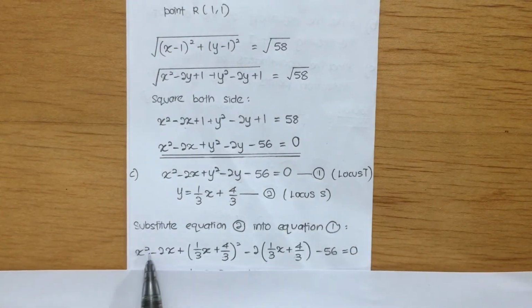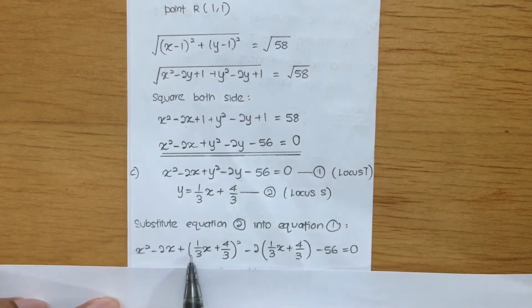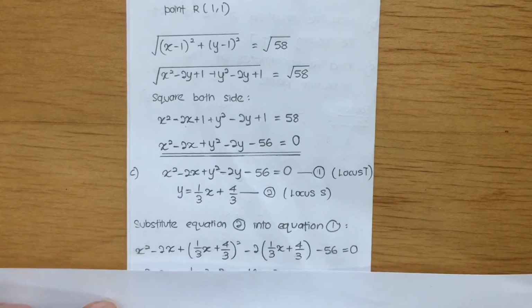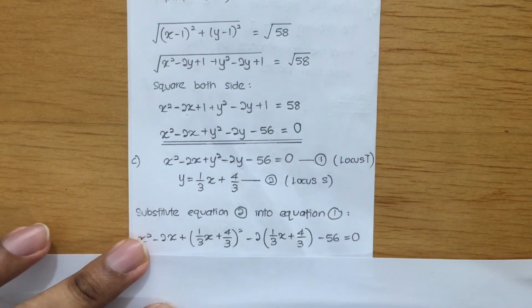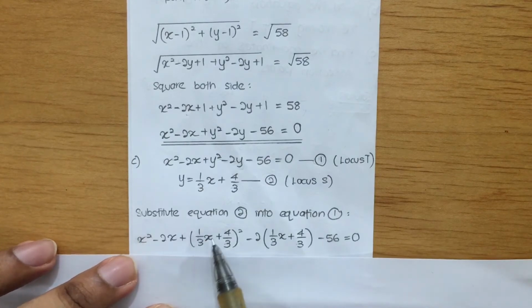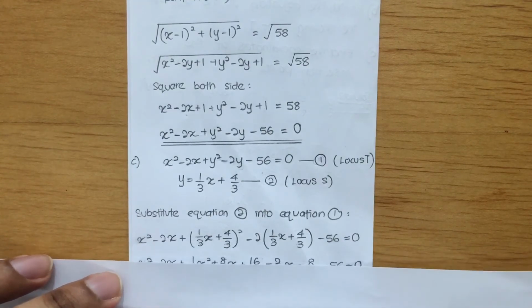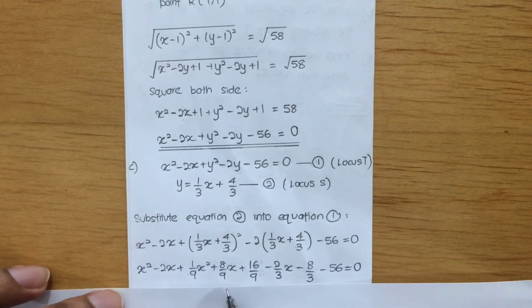So from here, x² - 2x + (1/3 x + 4/3)² - 2(1/3 x + 4/3) - 56 = 0. What we're going to do is expand the (1/3 x + 4/3)². According to the expansion formula, 1/3 x squared gives 1/9 x², then 1/3 x times 4/3 times 2 gives 8/9, and then (4/3)² gives 16/9.